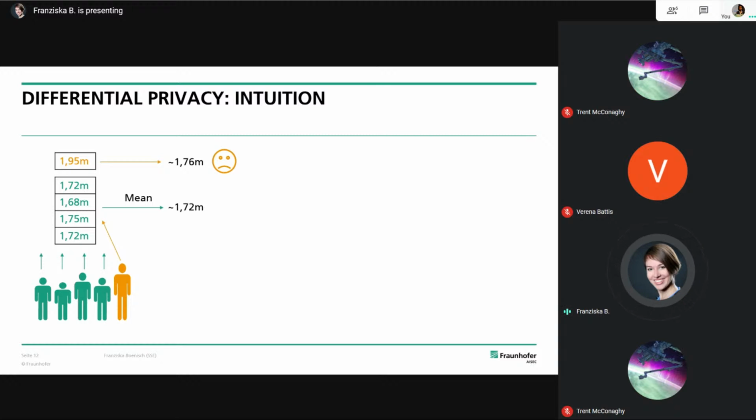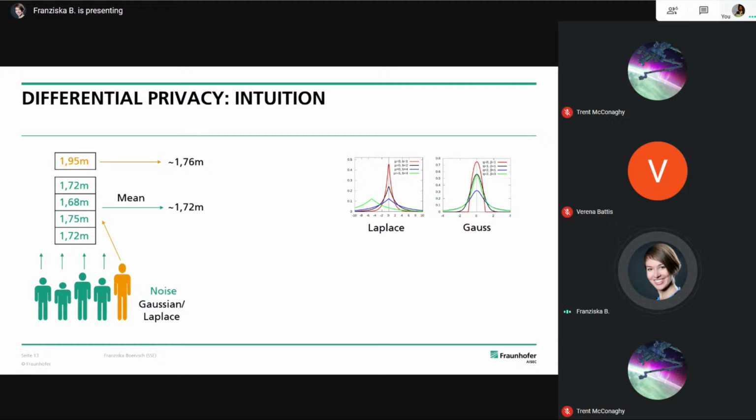What you can do to protect the privacy of the person is to put some noise on the data. Usually the noise that you use for this is Gaussian noise or noise from a Laplace distribution. I put the distributions on the slide again just to remind you how those would look. Then you put this noise on the data points. They might change slightly to look a bit like this. And the new mean values look like 1.74 m to 1.75 m. So they don't differ so much anymore, and therefore privacy is preserved.